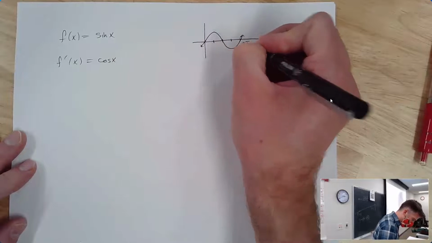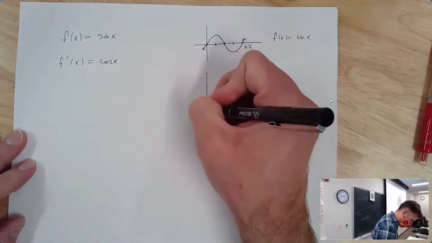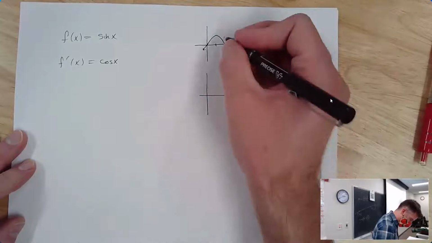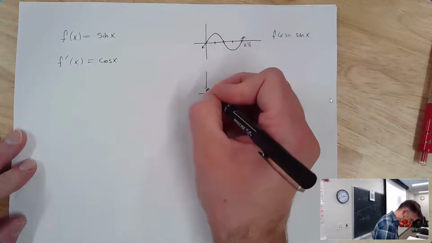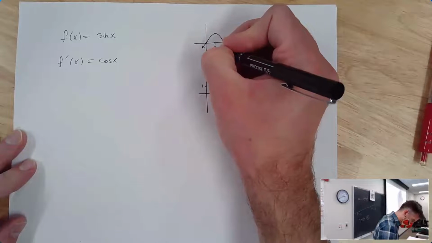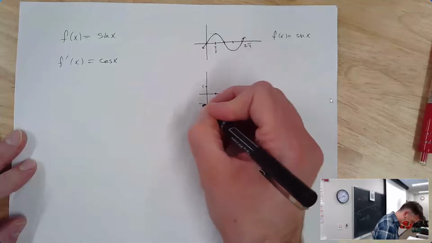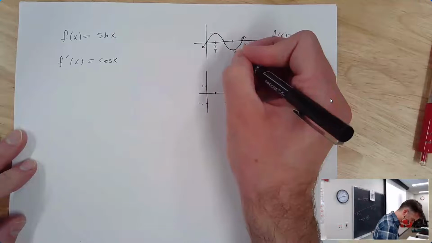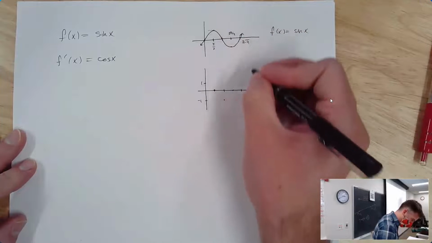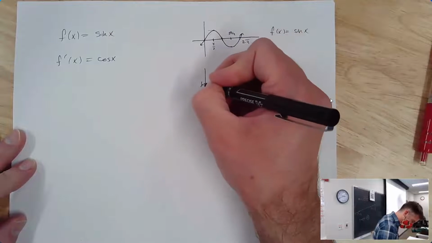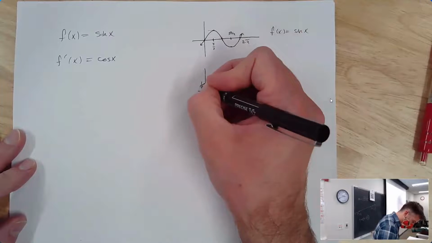It's got a period of 2 pi. And then if we graph its derivative, you can see that right here, the slope is 1. At pi over 2, the slope is 0. At pi, the slope is negative 1. At 3 pi over 2, the slope is 0 again. And at 2 pi, the slope is back to being 1. And so the derivative definitely looks like and is cosine of x.